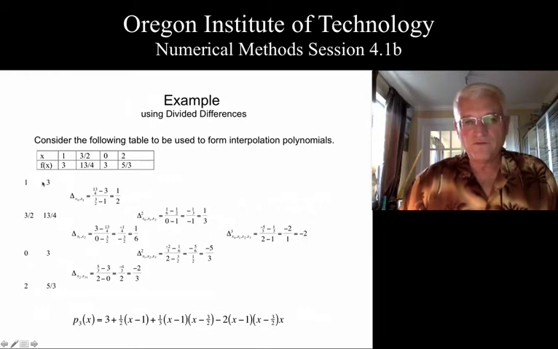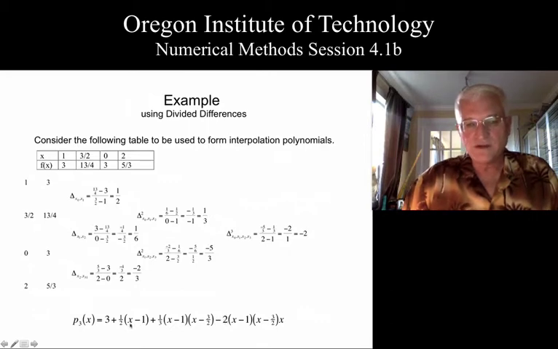These become my coefficients. The 3 is the intercept. 1/2 will be for the linear term. 1/3 for the quadratic polynomial. -2 for the cubic polynomial. And you see them here. P3 is using a 3 and a 1/2, a 1/3, and a -2.